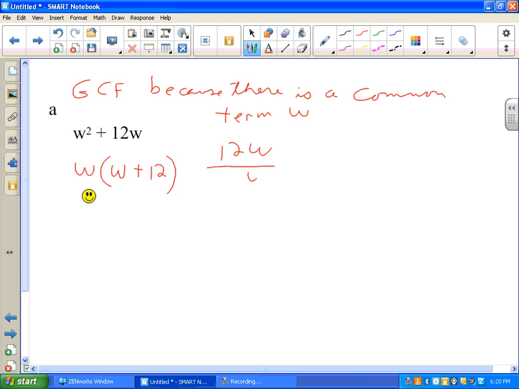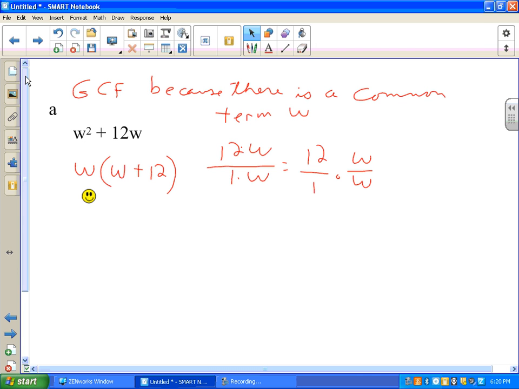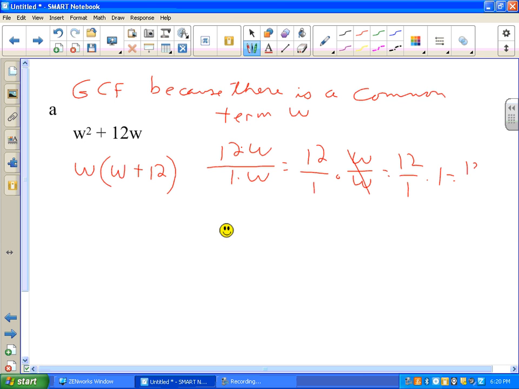12w divided by w, or divided by 1w, is the same as 12 divided by 1 times w divided by w. We can break them into two fractions, and that's exactly what I did here. Just the opposite of multiplication. If we were reading from right to left, it'd be true, so the same thing is true from left to right. We know w divided by w is just 1, so it's 12 over 1 times 1, which is just 12 divided by 1, and we all know that is 12. Okay, so that's why that's 12 right there.